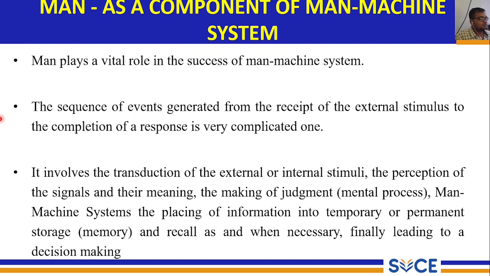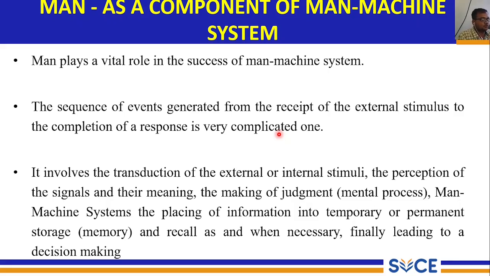Now we'll see man as a component of the man-machine system, because man here is the key important aspect of your man-machine system, and man plays a vital role in its success. The sequence of events generated from the external stimulus is very complicated, and involves perception of signals, the making of judgments, the mental process. When you are driving a car, whether you should go at this particular speed, whether you should stop over there, or whether you should change lanes, all those things are judgmental, right?